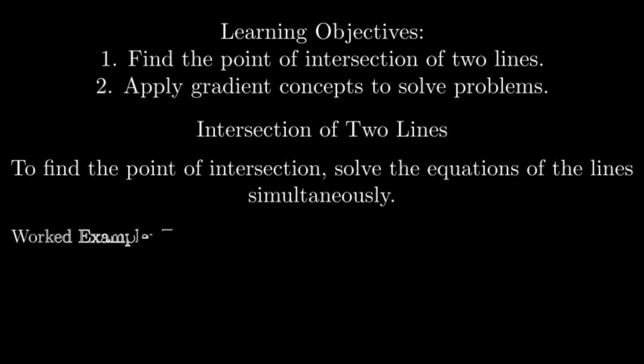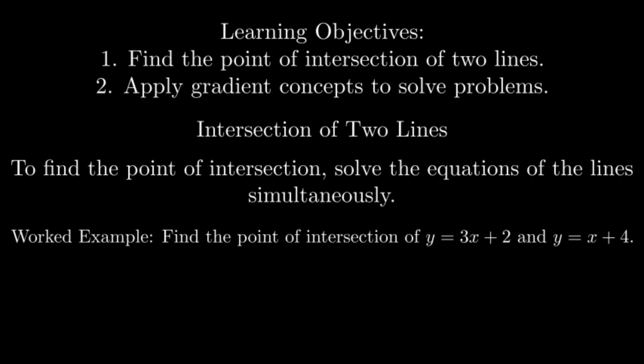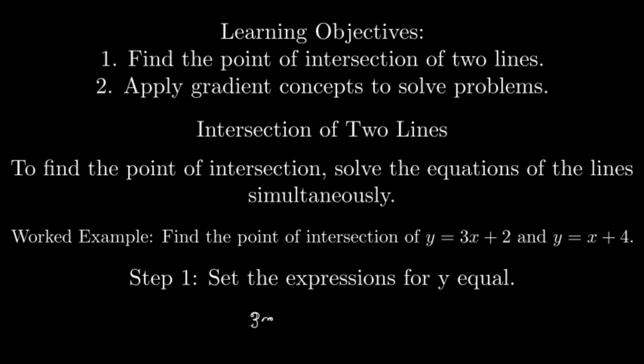Let's find the intersection point of the lines y equals 3x plus 2 and y equals x plus 4. At the point of intersection, the y-coordinate must be the same for both equations. This means we can set the expressions for y equal to each other. Since y equals 3x plus 2 and y also equals x plus 4, it must be true that 3x plus 2 is equal to x plus 4. Now we have an equation with only one variable, x, which we can solve.